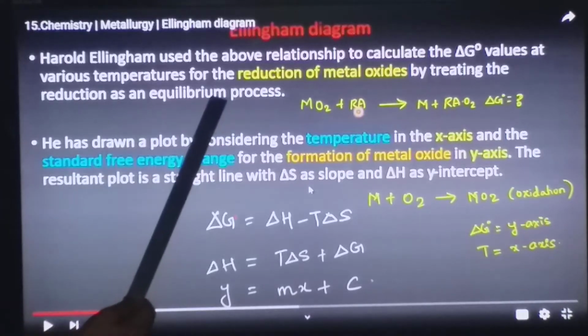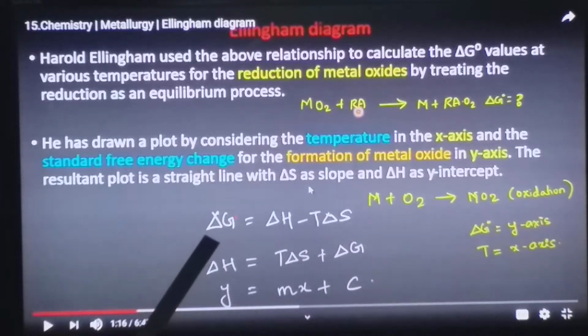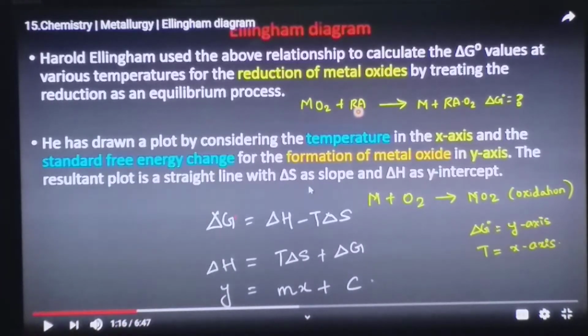So he calculated the del G naught value at various temperatures for the reduction of metal oxides. Then he drew a plot. Explaining the equation: del G equal to del H minus T into del S. Change this del H to the left-hand side. Now del H equal to T into del S plus del G.